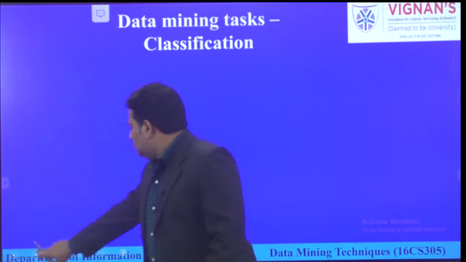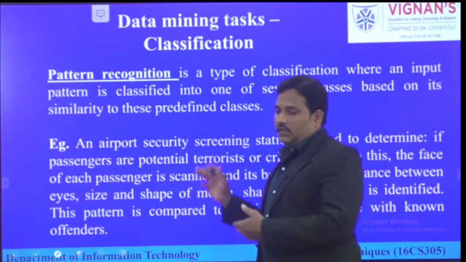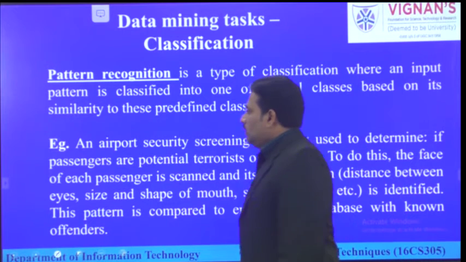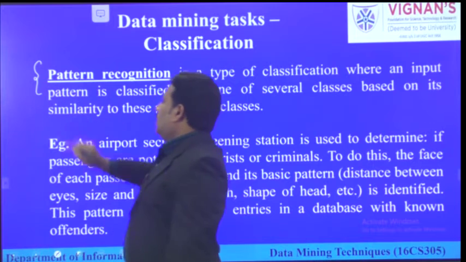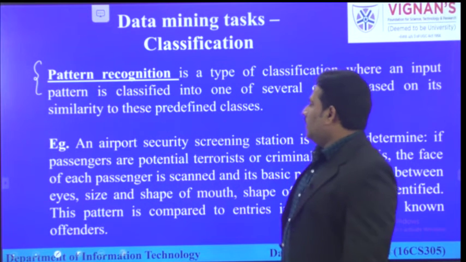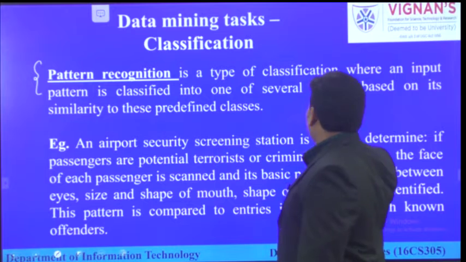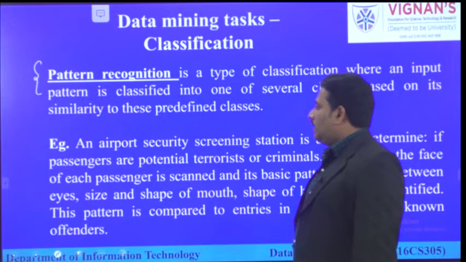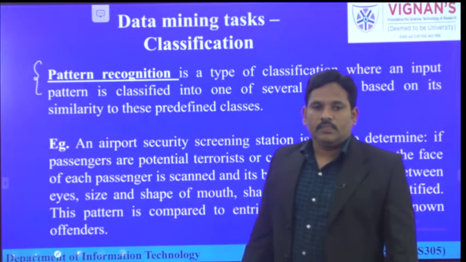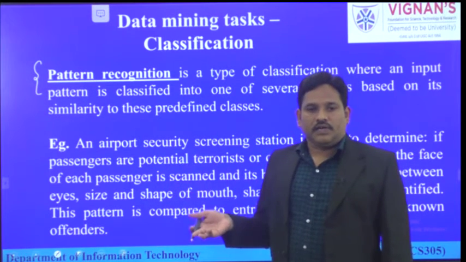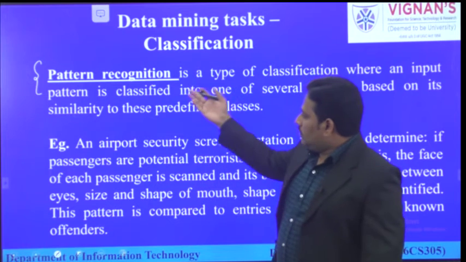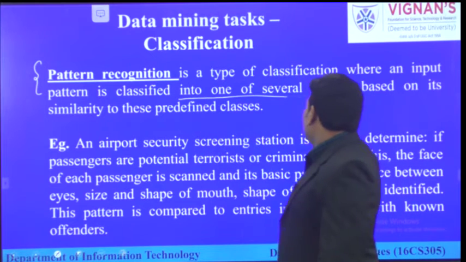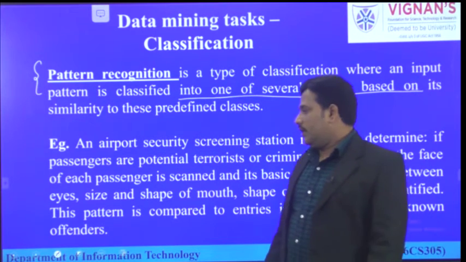Now we'll see what are the other inbuilt activities that we can perform in classification. One more important operation we can apply in classification is pattern recognition. Pattern recognition is a type of classification where an input pattern is classified into one of several classes based on its similarity to the predefined classes. That means pattern recognition is also called classification, but it is mentioned as a separate activity. What is happening here also? It is classified into one of the several classes based on its similarity.